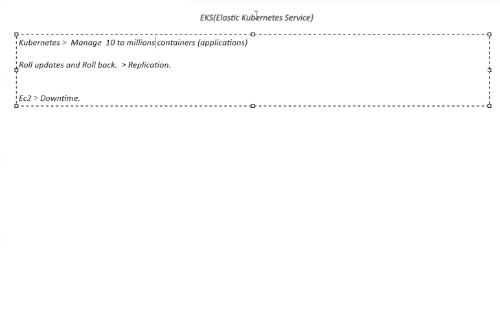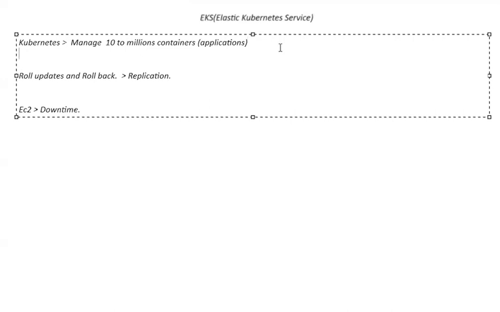By using EKS, by using Kubernetes, you are able to manage and control whatever containers you have, even millions of containers. It acts as a pilot to your ship, managing all the containers present in the ship. We also call Kubernetes K8s because the number of letters between K and S is totally 8. So we call it K8s.